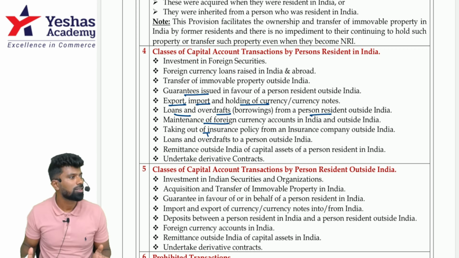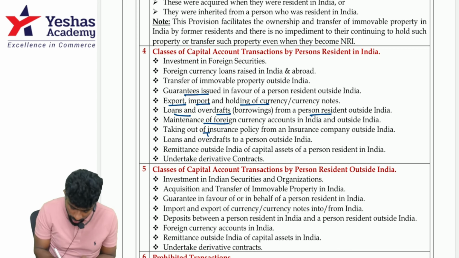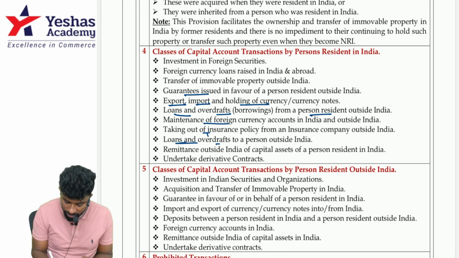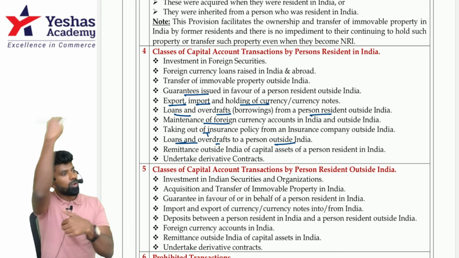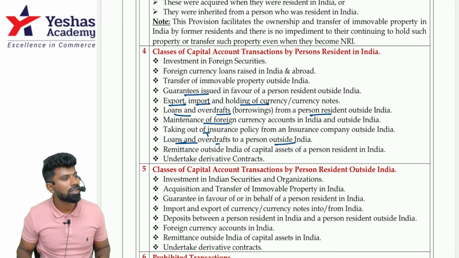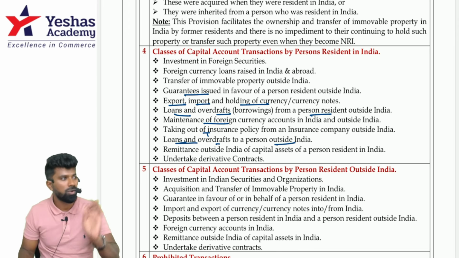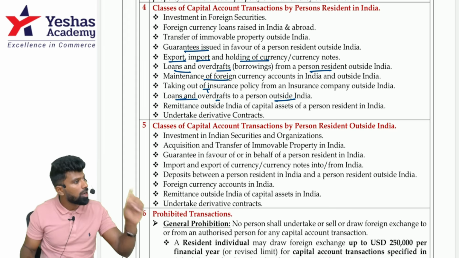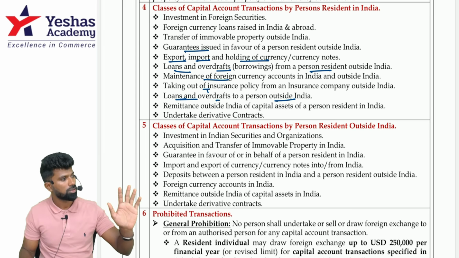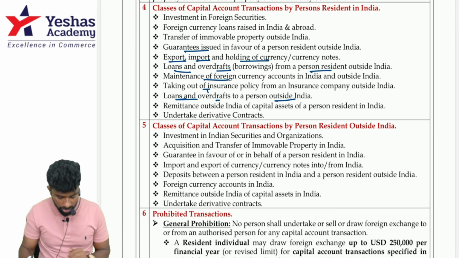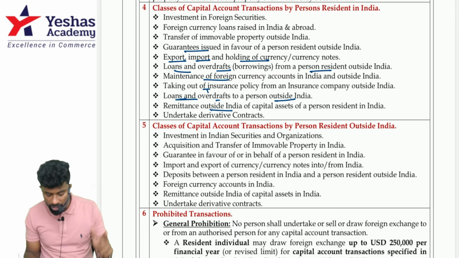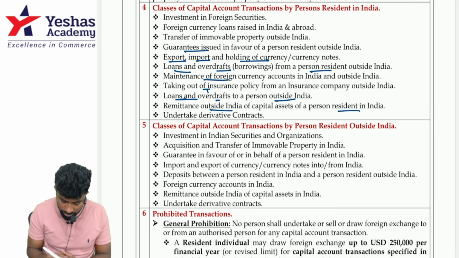Why? Asset. Next one. Loans and overdraft to a person where you have given a loan to him. Asset or liability? Current account, capital account. Allowed or prohibited? Allowed. With the permission of whom? RBI. Next one.